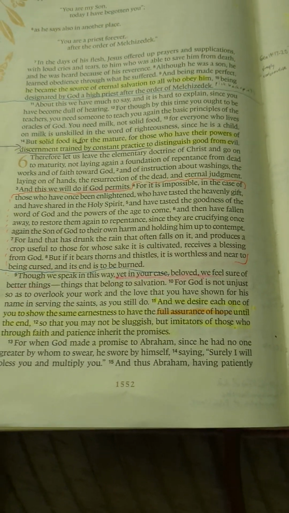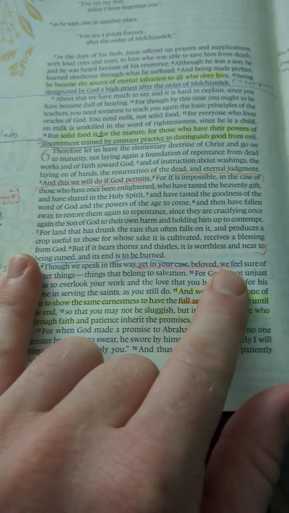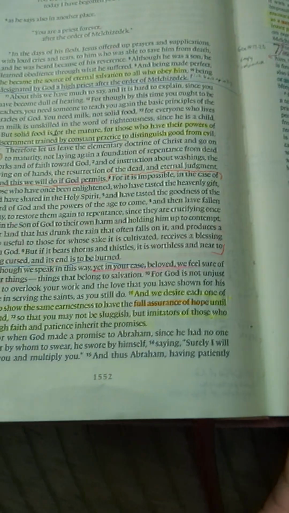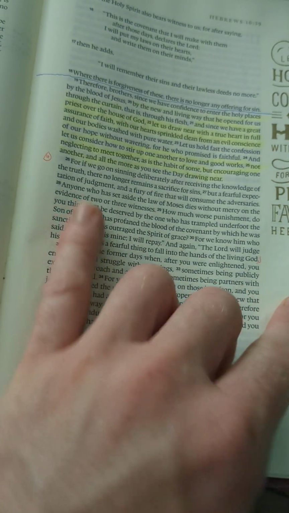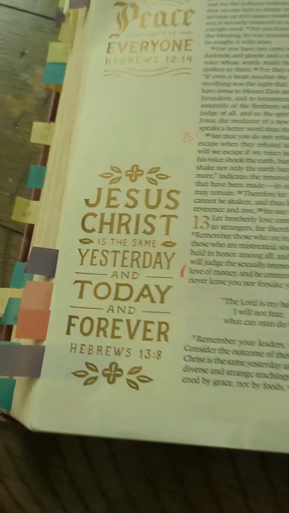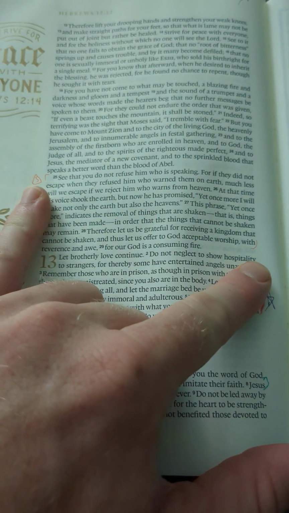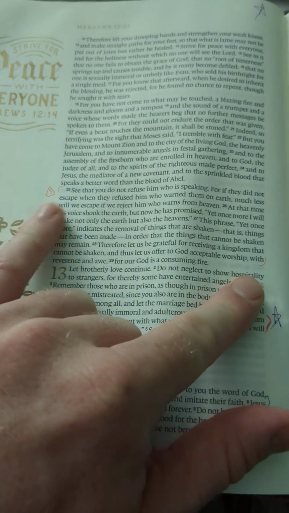In any case, that would leave the third and middle warning being 6:4 through 8, which is kind of cool if you look at it from a chiasm perspective. So this is the central warning passage of the book. There are 5 total. The next one is 10:26 through 29, I think, right here. So this is the fourth one. And then the fifth one is 12:25. Yep, 12:25. So those are other cool ways of looking at it. These are the warning passages.